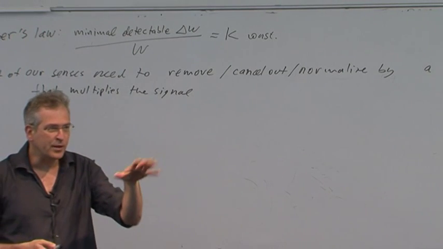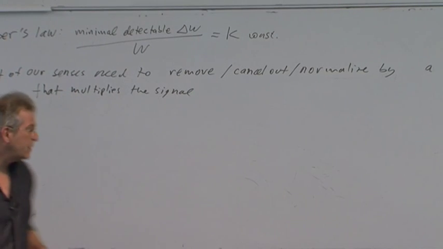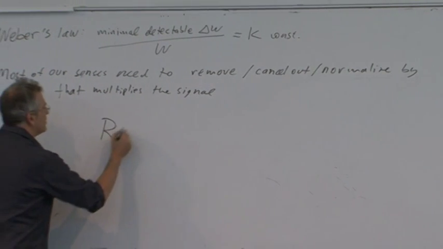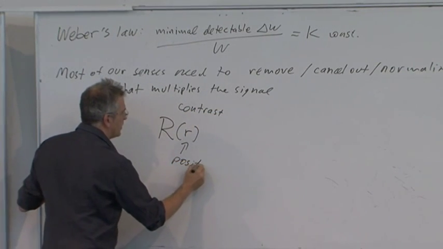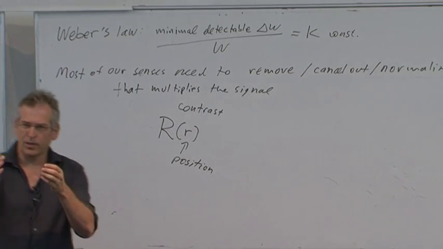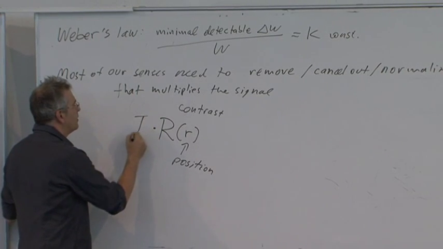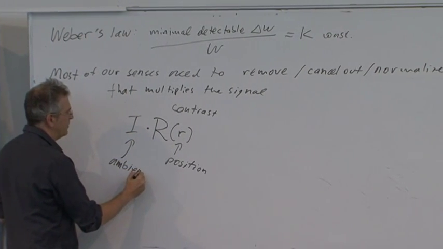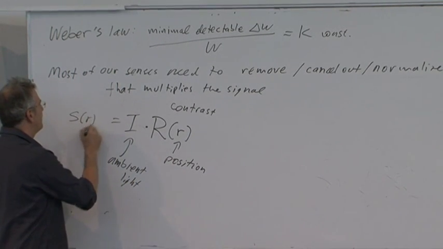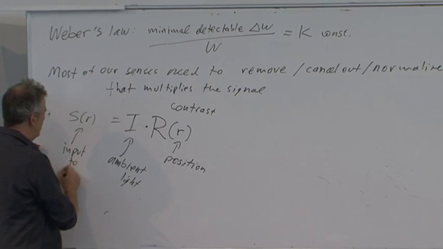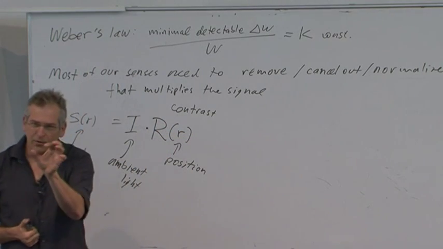Suppose I want to look for something, like I lost my iPhone, I want to find my iPhone here in the room. And thank you for giving me your music and your iPhone. What I'm seeing is the contrast, which is a function of position, which is what color each pixel is: black, white, gray. But this has to be multiplied by the ambient light, how many photons come from the lamp or the sun or something like that. And that gives me my input to the eye.